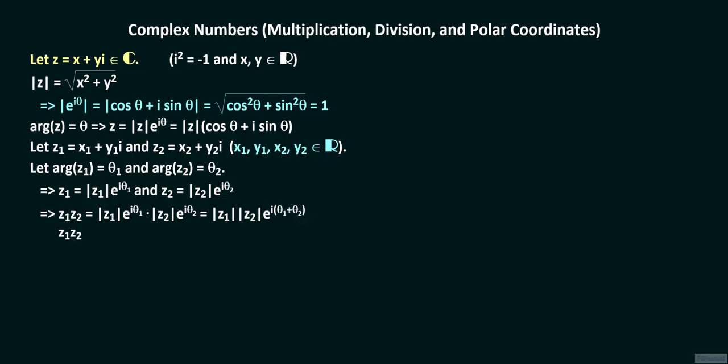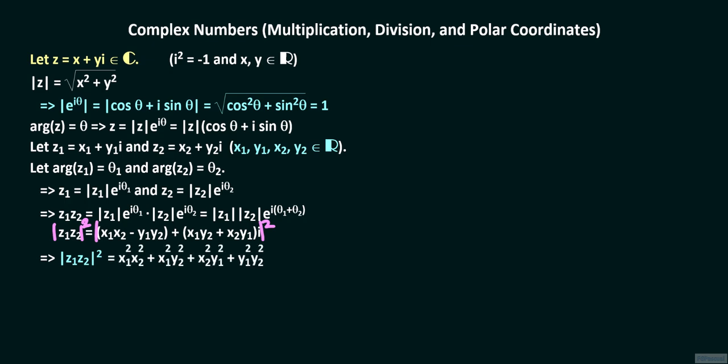Recall that z sub 1 times z sub 2 is equal to this polynomial expression. The viewer can check as an exercise that the square of the absolute value of z sub 1 times z sub 2 is equal to this quantity. This factors out into the quantity x sub 1 squared plus y sub 1 squared times the quantity x sub 2 squared plus y sub 2 squared, which, as we can see, is this time the square of the absolute value of z sub 1 times the square of the absolute value of z sub 2.